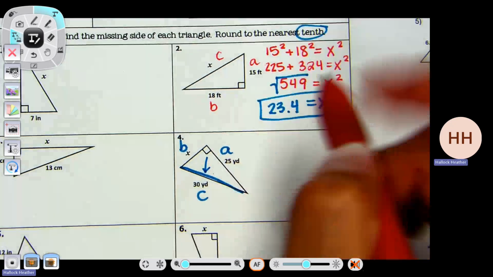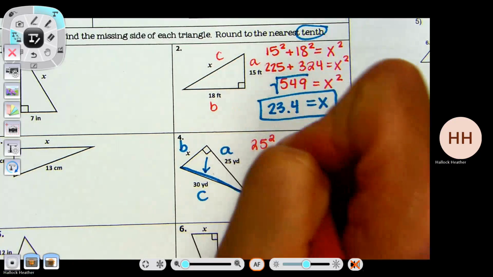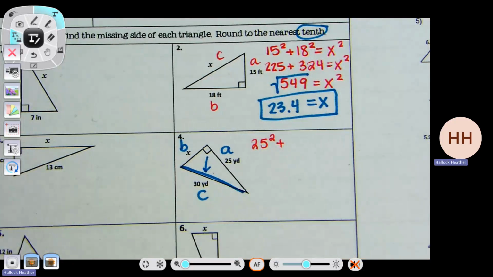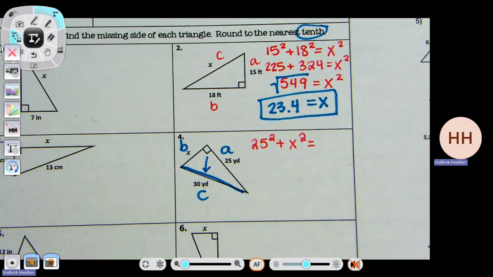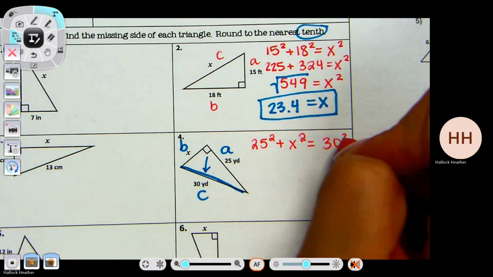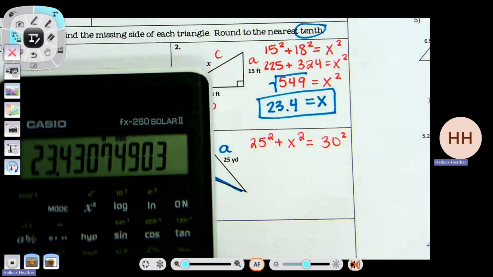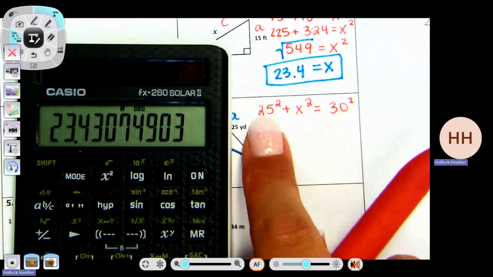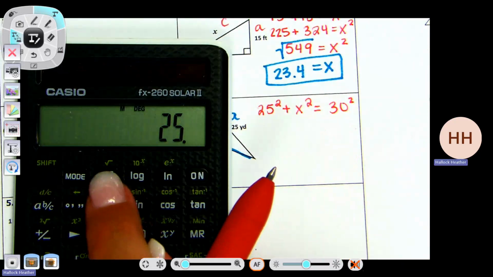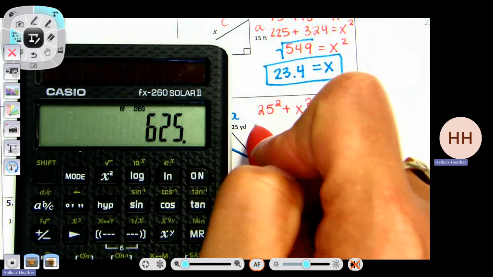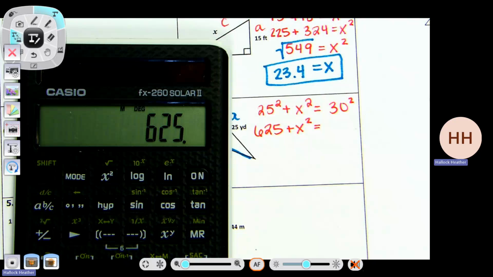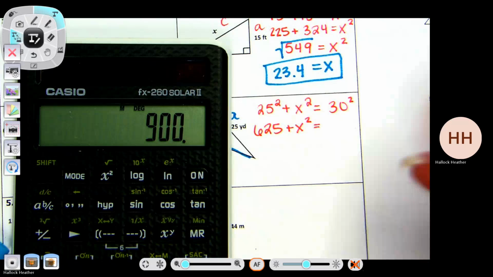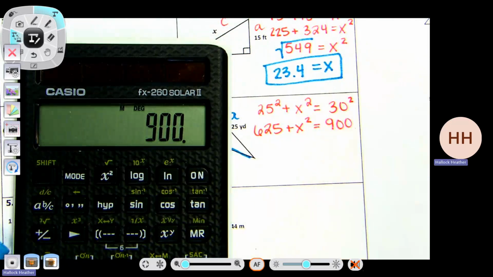So I'm going to do 25 squared plus B is technically X squared. And then C is 30, so 30 squared. So in your calculator, if you do 25 times 25 or 25 to the power of 2, you should get 625. Now this one is technically slightly different. 30 squared is what? 900.